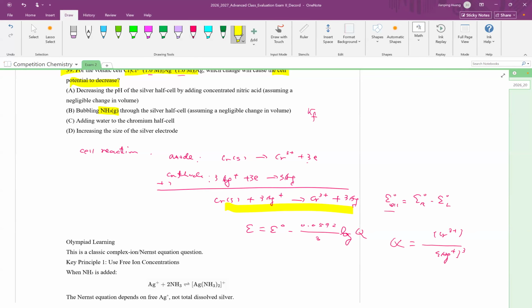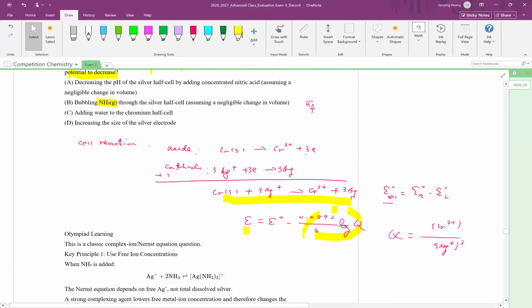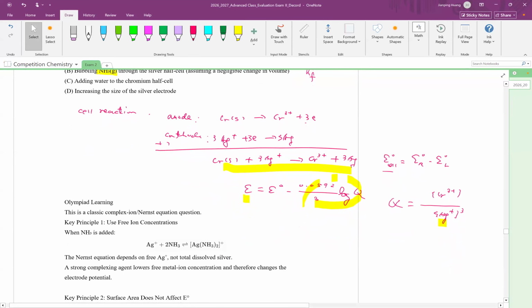Initial, it's 1 molarity. You should read it here. Right? Now the question said, you want this one to decrease. So you want this one to be positive. Increase, right? Increase because initial equals 1. When is it going to be positive? Now you look at, so here's no change. Everything here, no change. You basically look at this one. Only when we bubble the ammonia into the cell half reaction, what will happen?